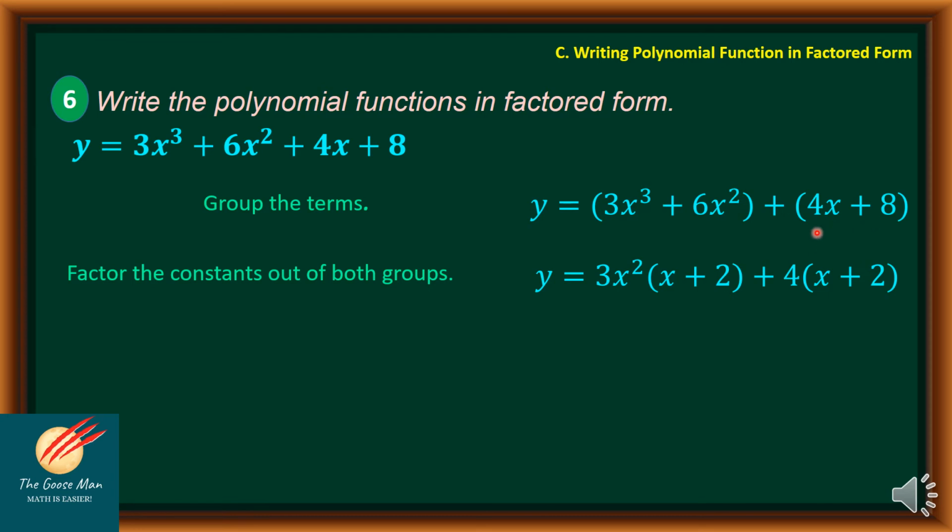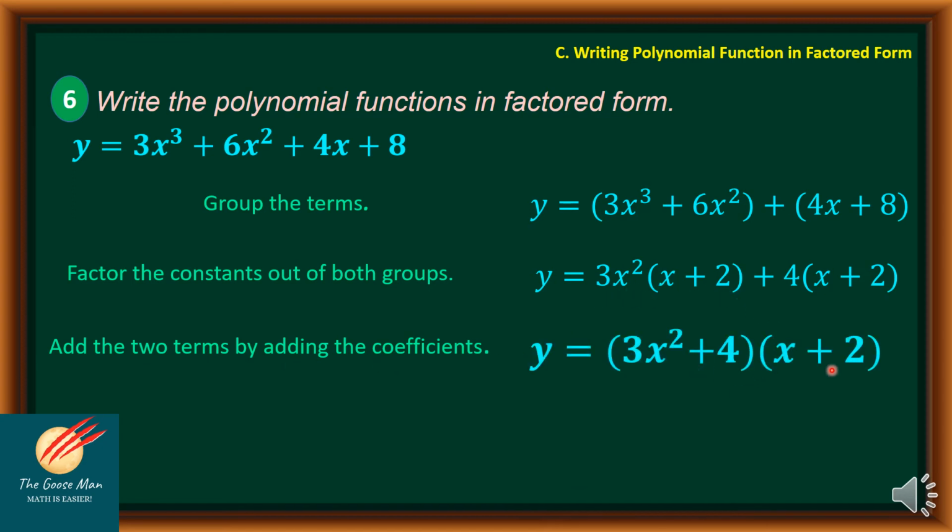Here, the greatest common factor is 4. So we have 4x divided by 4 is equal to x. Then we have 8 divided by 4 is equal to 2. Now, add the terms by adding the coefficients. Since the common factor is x plus 2, I'll put it here, x plus 2, then add the two terms. The two terms are 3x squared plus 4. So this is another factor. Therefore, this is the factored form of the given polynomial.